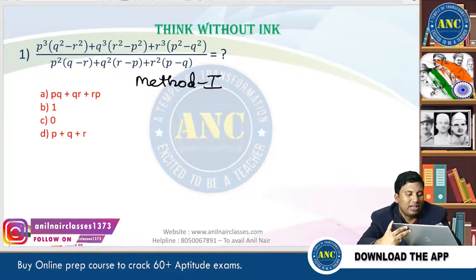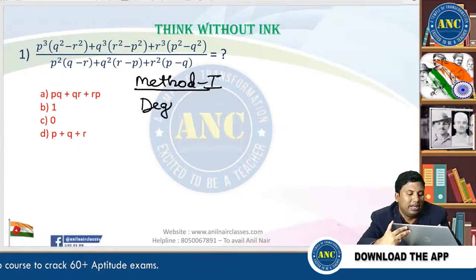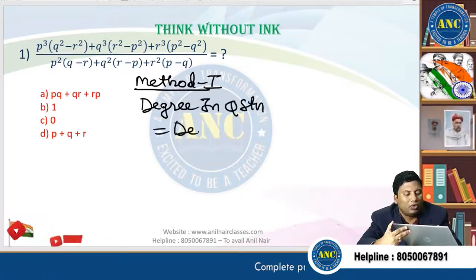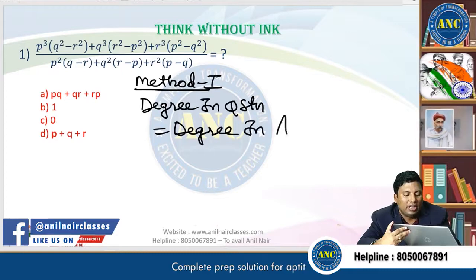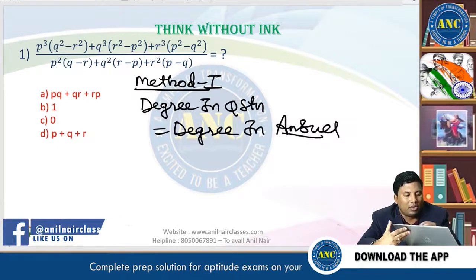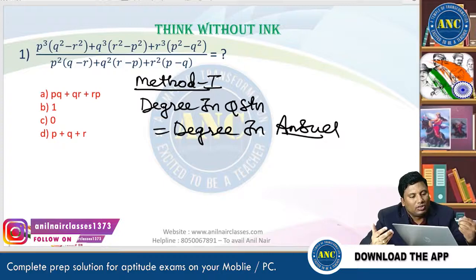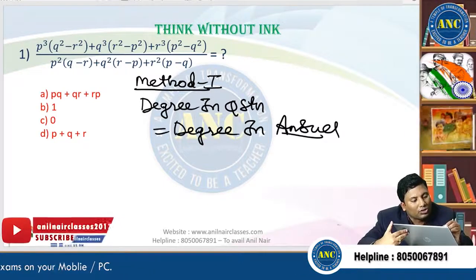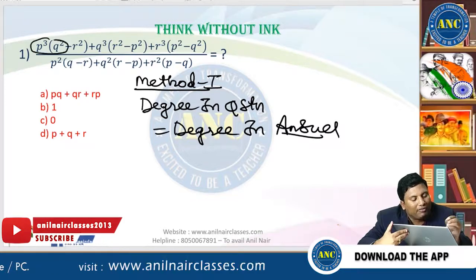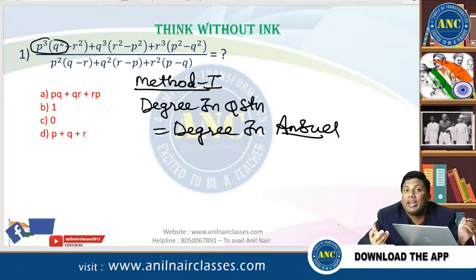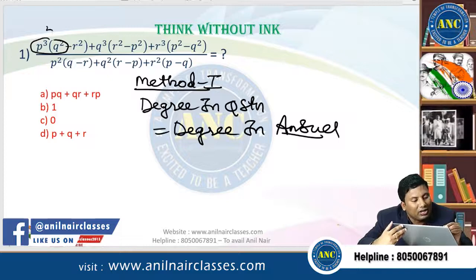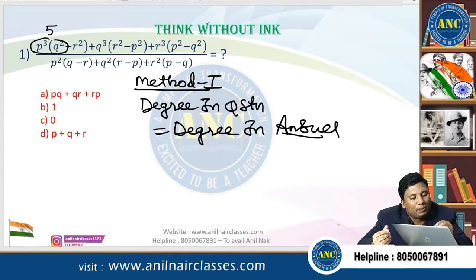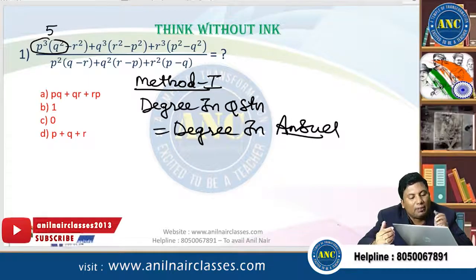Method 1 says a simple observation: degree in the question is equivalent to degree in the answer. Degree in the question should be equivalent to degree in the answer. Now, this seems to be a rational function. Let us determine the degree. P cube, Q square. P and Q are two different variables. If two different variables are there, degree is addition. 3 plus 2 is 5. Here also 3 plus 2, 5, in every term.